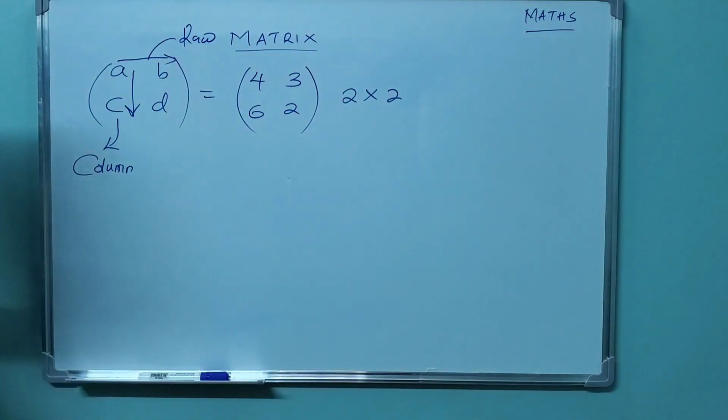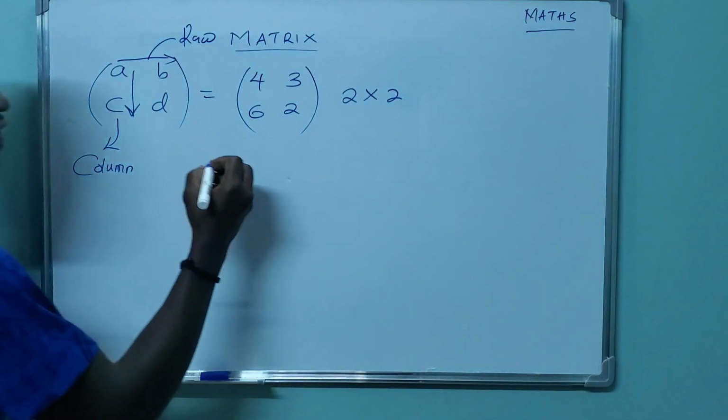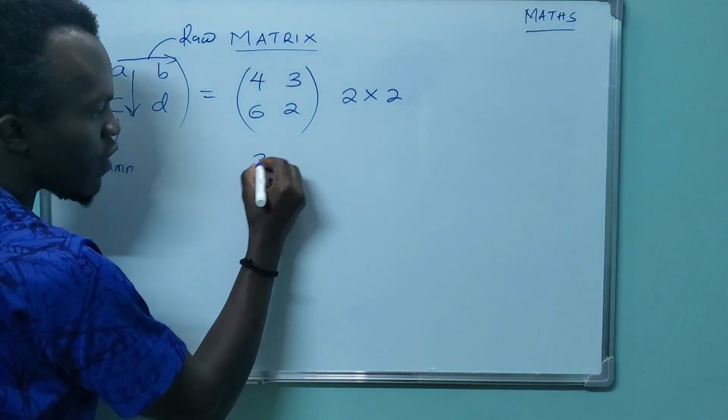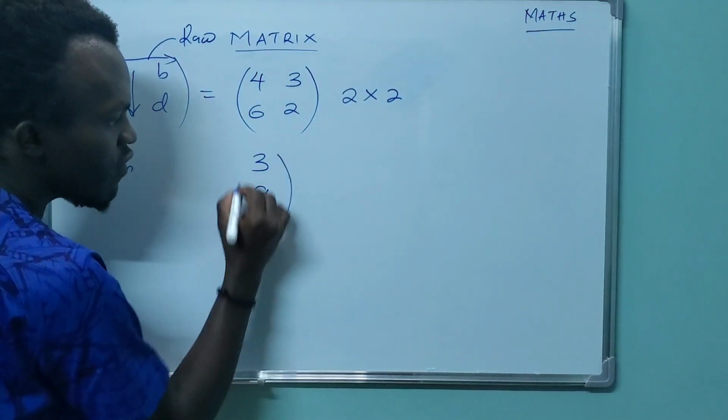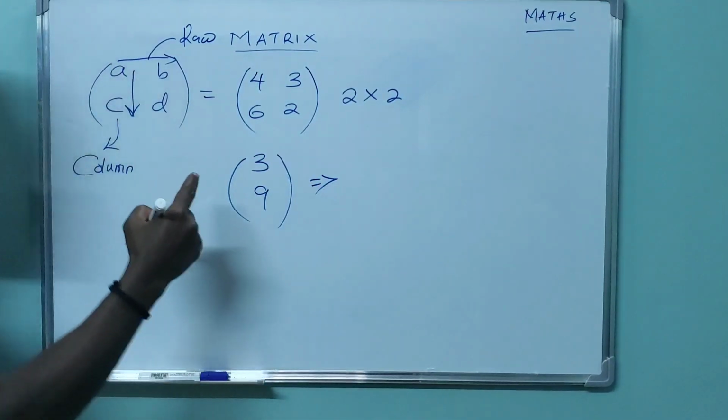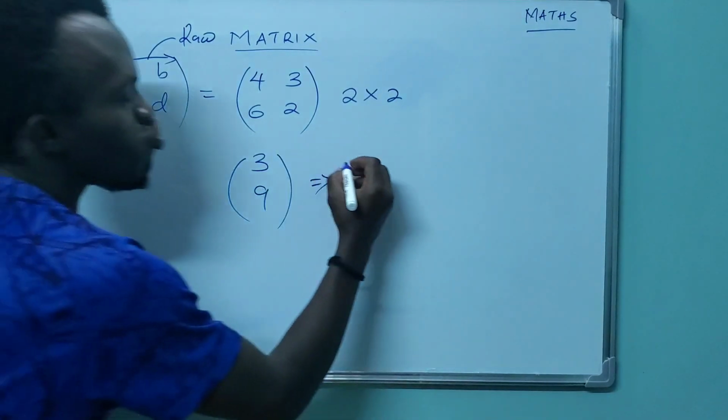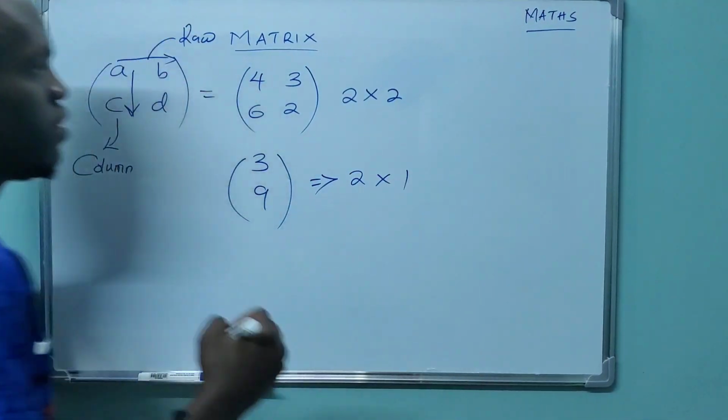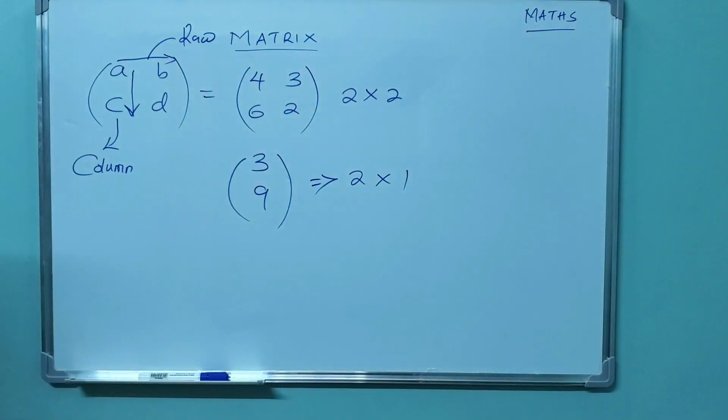Another type of matrix we can have looks like this: 3, 9. This is also another type of matrix. This type of matrix, we call it a 2 by 1 matrix. Why do we call it a 2 by 1 matrix? Because it has 2 rows and 1 column. That is the reason why we call it a 2 by 1 matrix.